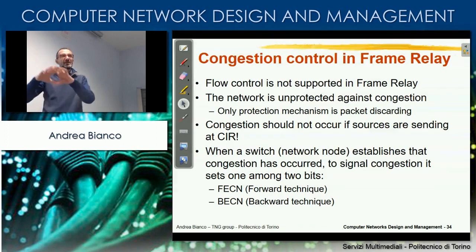So from an algorithmic point of view, you can devise many solutions. Then you have to choose, in terms of implementation, the one that better suits your technological constraints, your technological context.